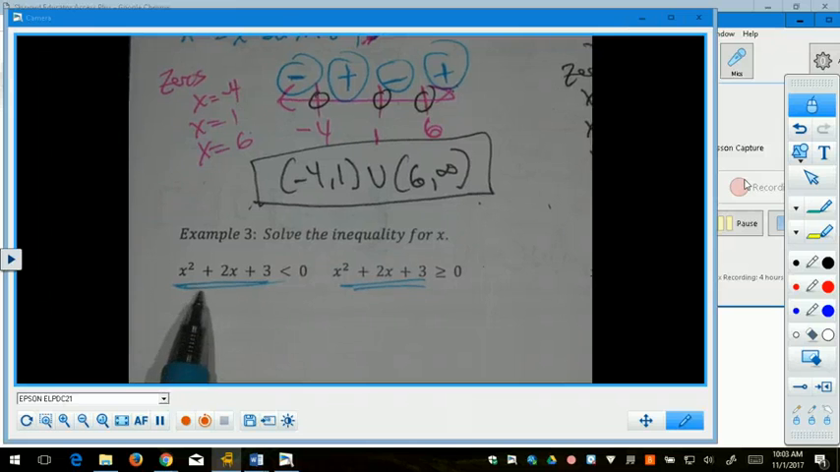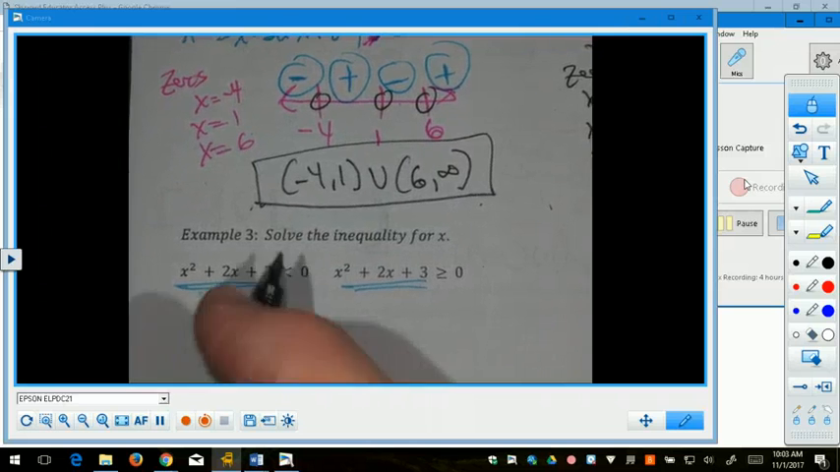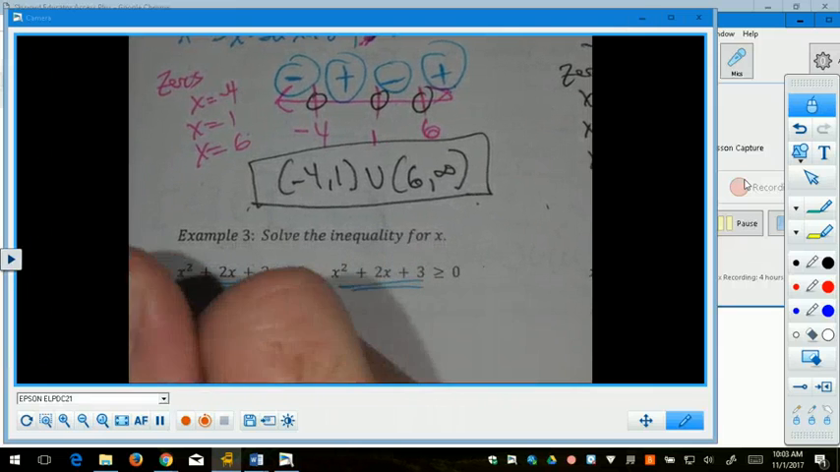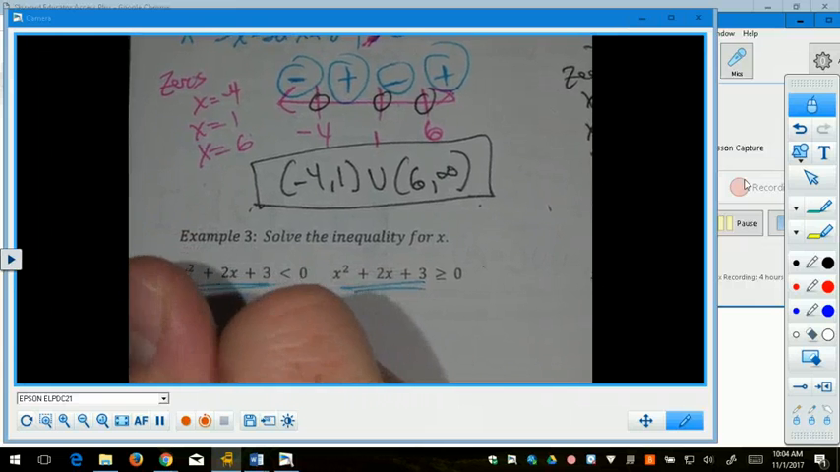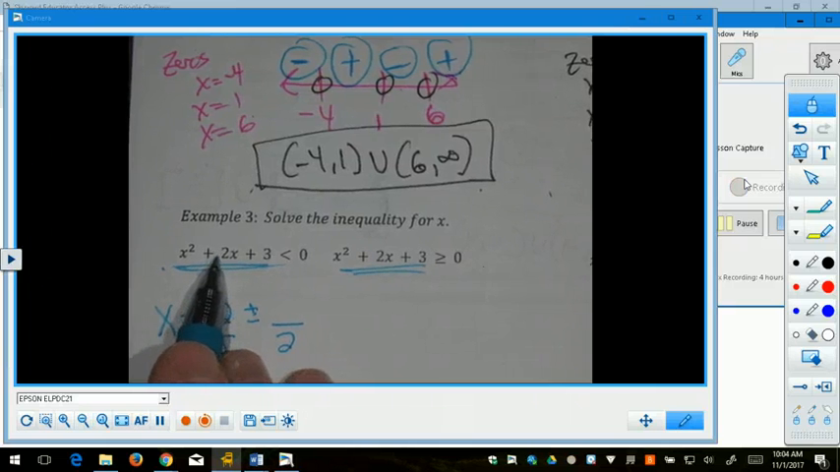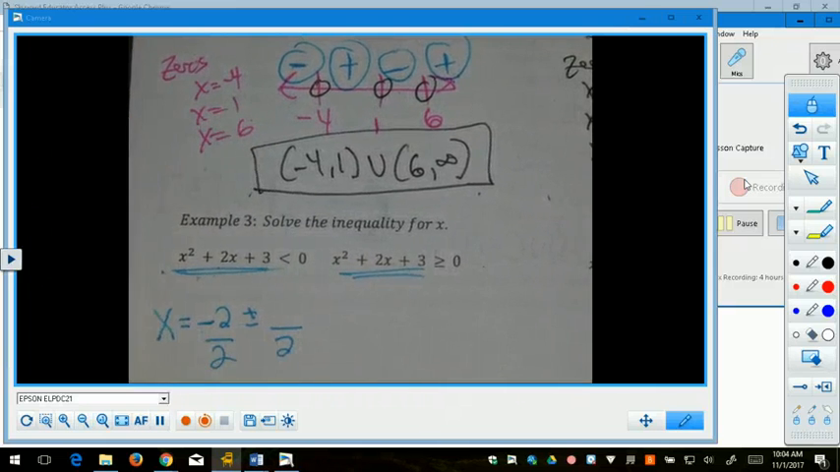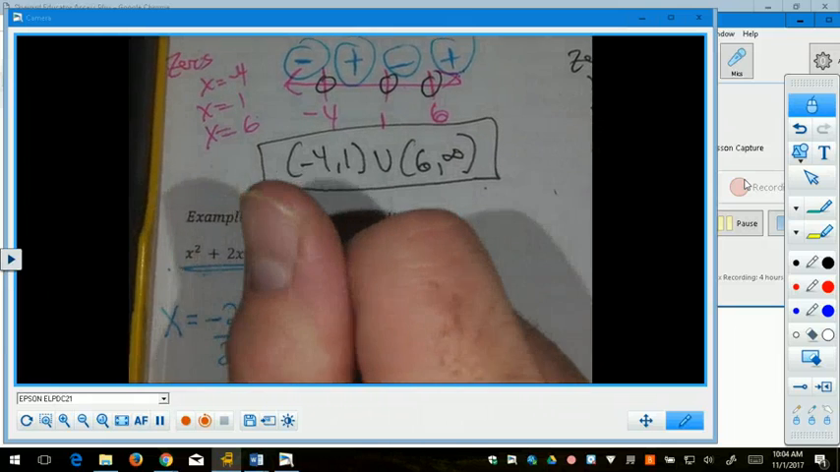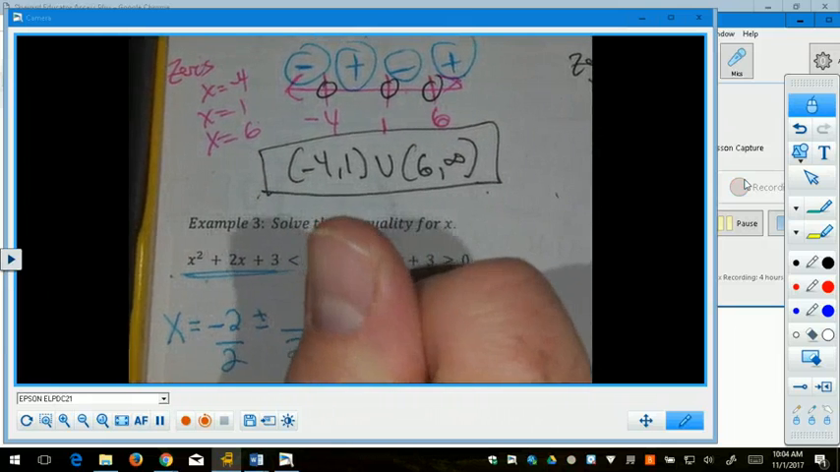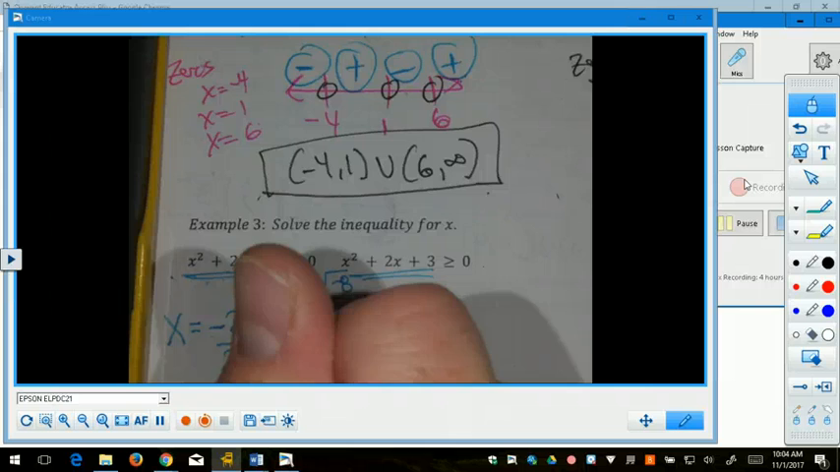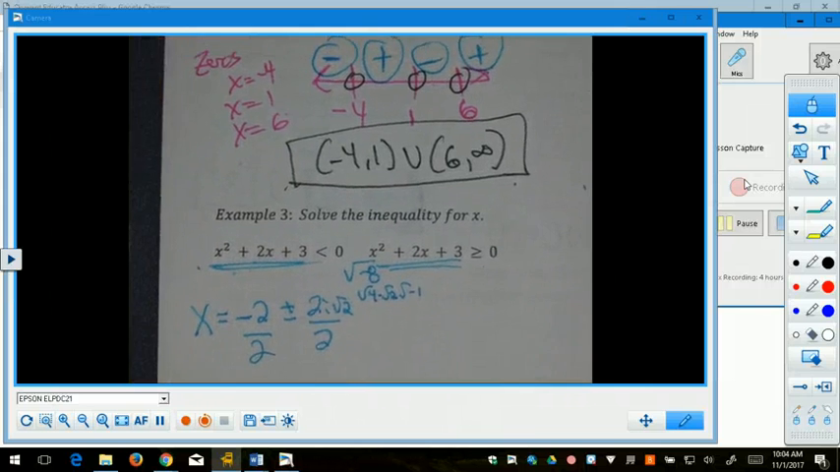For this one, I cannot solve for x by factoring. This is not factorable. So I turn to the quadratic formula to see if maybe it's irrational. So I've got -2 plus or minus, and this is over 2, because a is 1. B squared, which is 4, minus 4 times a times c, so 4 times 1 times 3 is 12... I've got the square root of -8, which is really 4 times 2 times -1. So it's 2i square roots of 2.